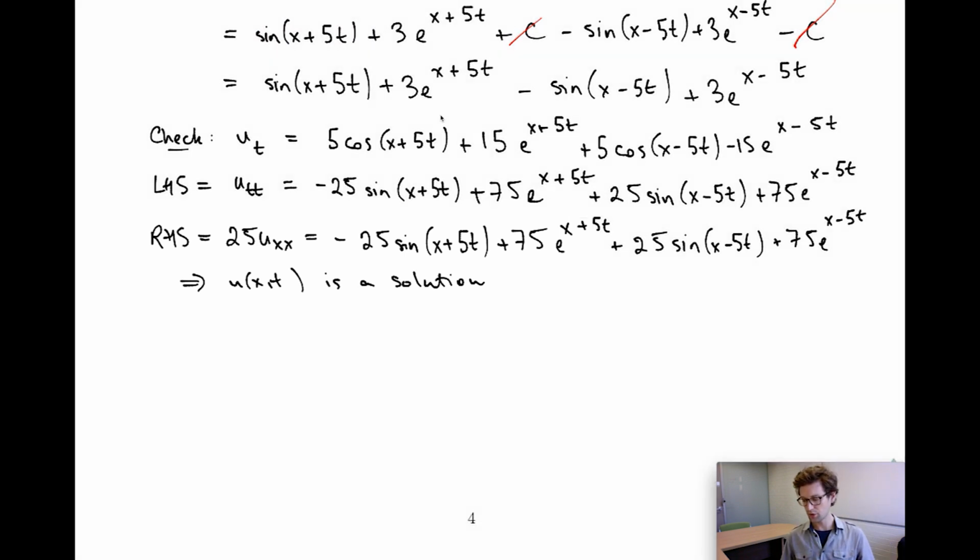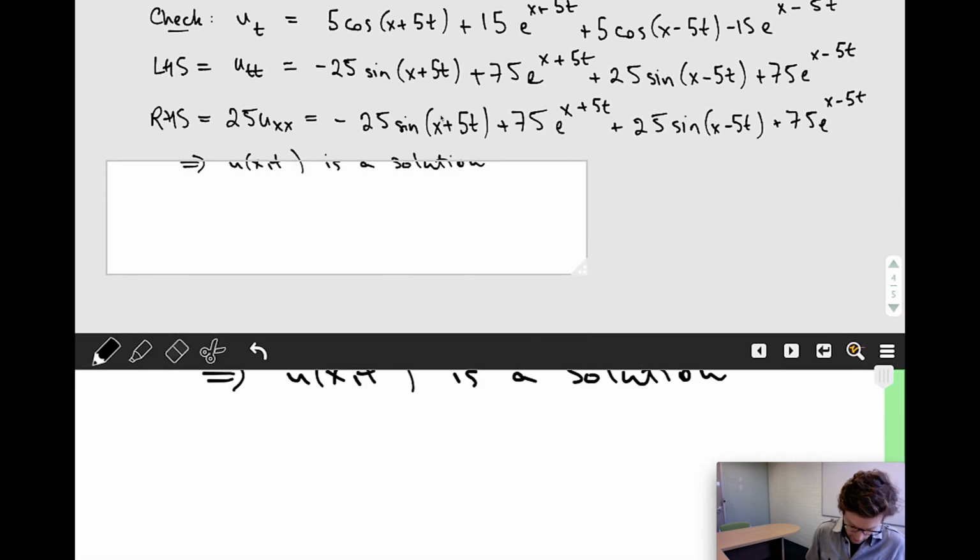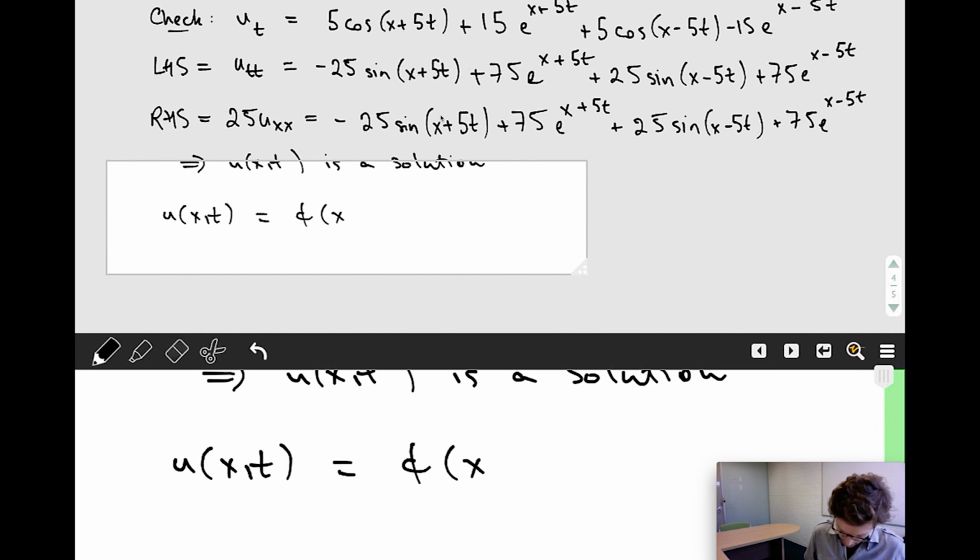Okay, so how can we understand where this solution comes from and what it actually means? To do that, I'm going to look separately at phi and psi. So here we go. Let's look at u of x and t is equal to phi(x + ct) plus psi(x - ct). And again, c here is equal to 5.